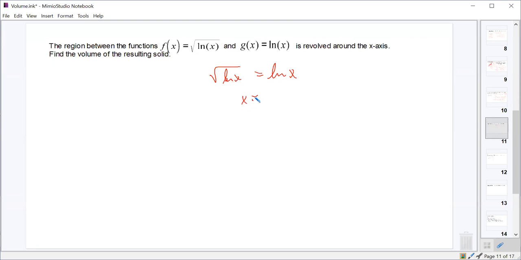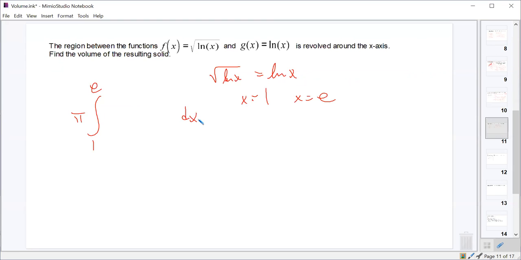If x is, is it 1 and e? Yep, x equals 1 and x equals e, right? If x is 1, those are both 0. And if x is e, they're both 1, right? So we're going to have pi times an integral from 1 to e of the outer radius squared minus the inner radius squared dx. The question, though, is which one is the outer radius and which one is the inner radius? Which one is above the other on the interval from 1 to e?